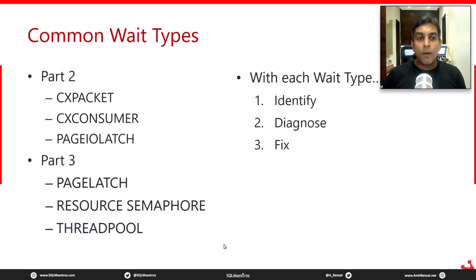Now, common wait types. Today in part two of this webinar series, we are going to cover CX packet, CX consumer, and page I/O latch. And then in part three, which is next week, we will cover page latch, resource semaphore, and thread pool. That's the idea, unless I change something on the fly. With each wait type, we are going to identify it, diagnose it, and fix it. That's the basic approach we are going to follow.